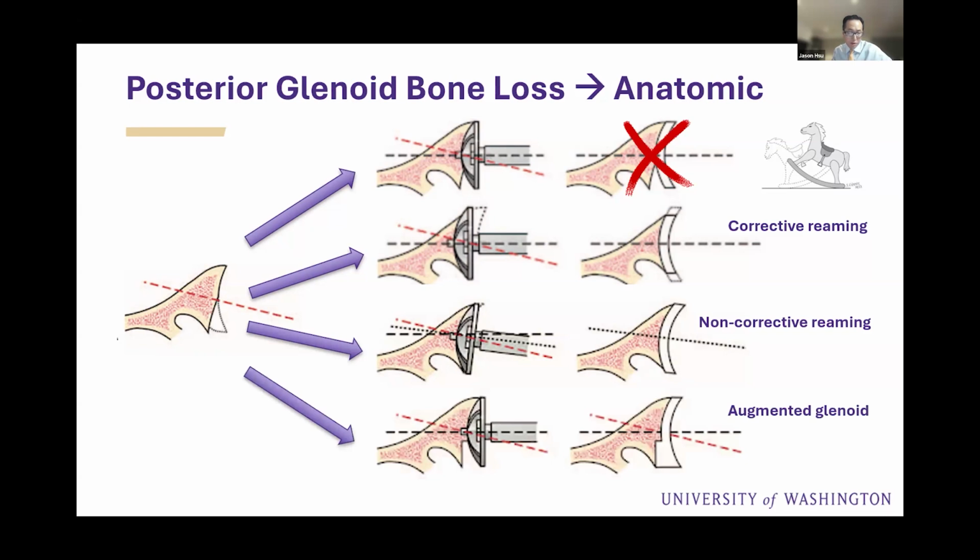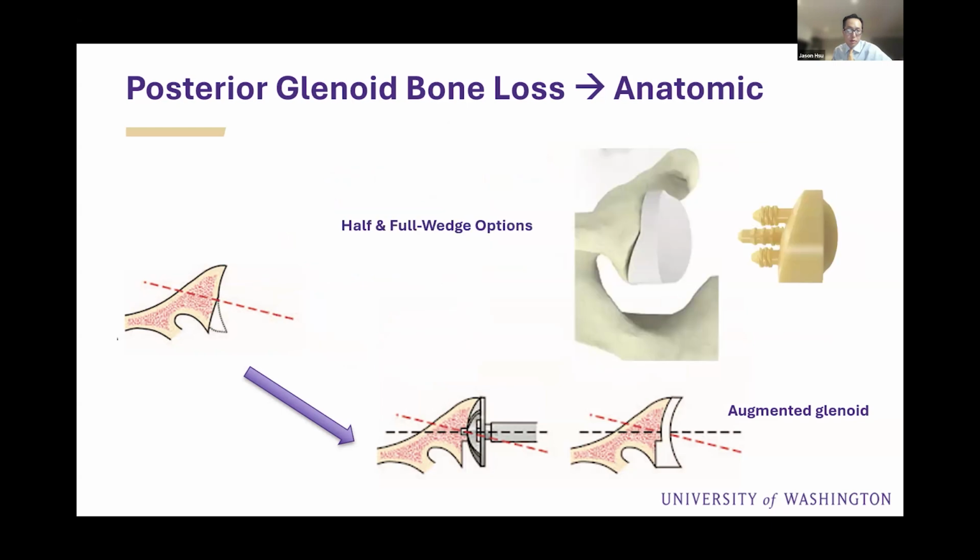And another option is to use an augmented glenoid where the posterior side of the glenoid component is thicker, and so it can correct retroversion without removing too much additional bone. The use of these augments has really increased these days, and most manufacturers have some type of augment option.